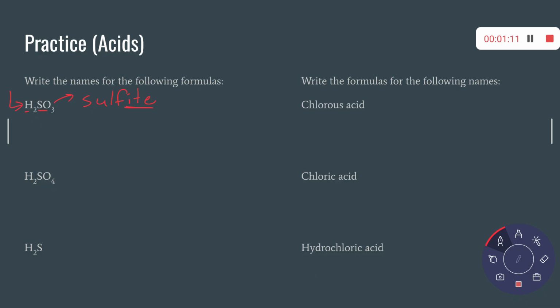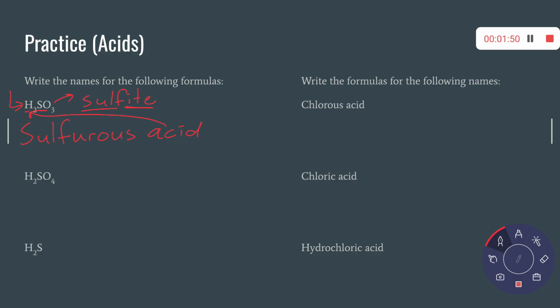Now this ITE ending means that we translate to an OUS acid suffix. So we take our stem, sulf, and I'm going to add an extra syllable because that's what we call it, it makes it a little easier to say. And I add my OUS ending. So this is sulfurous. And then I have to have the word acid because the word acid translates to H out front, or H plus, in the compound. So H2SO3 is sulfurous acid.